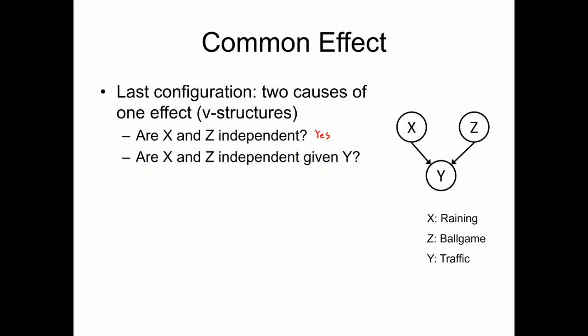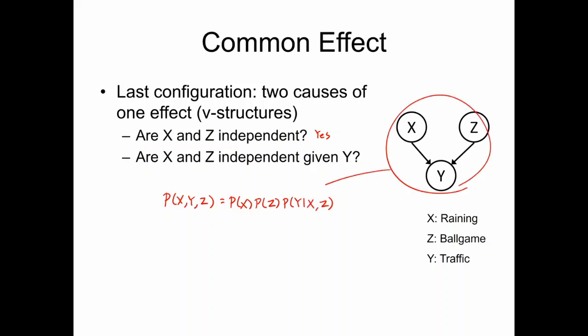The answer is yes, because whether it's raining or not has nothing to do with whether there's a ball game or not. And we can show this mathematically. The probability of x, y, and z all happening is the probability of x times probability of z times probability of y given x and z. And that's based on this structure.